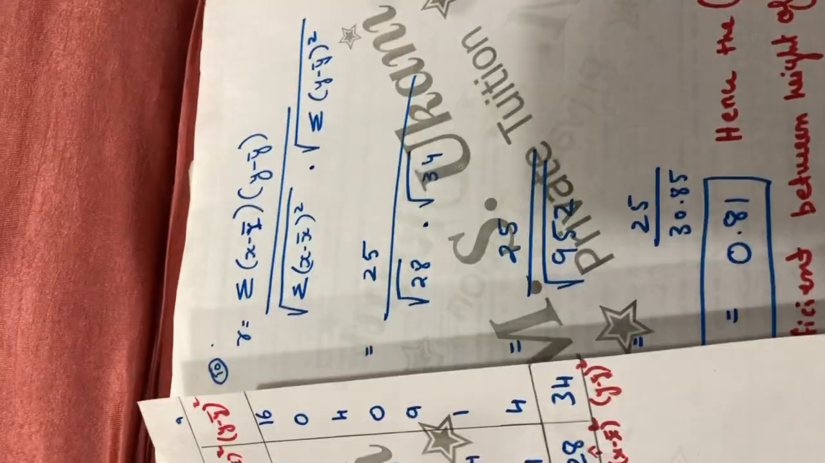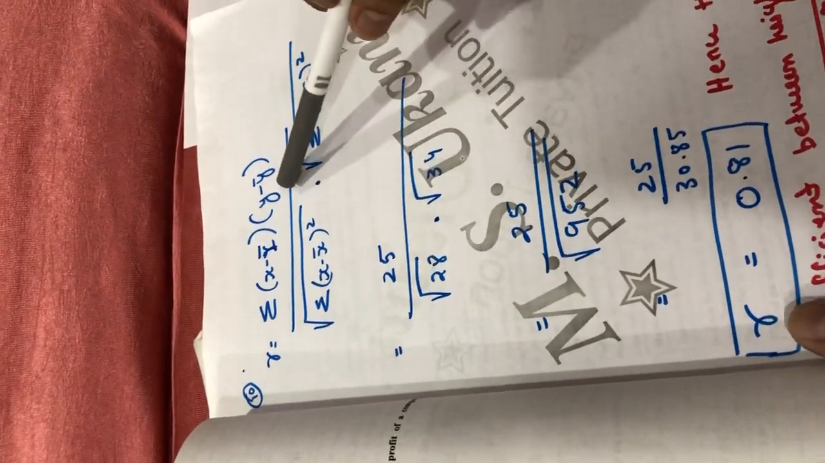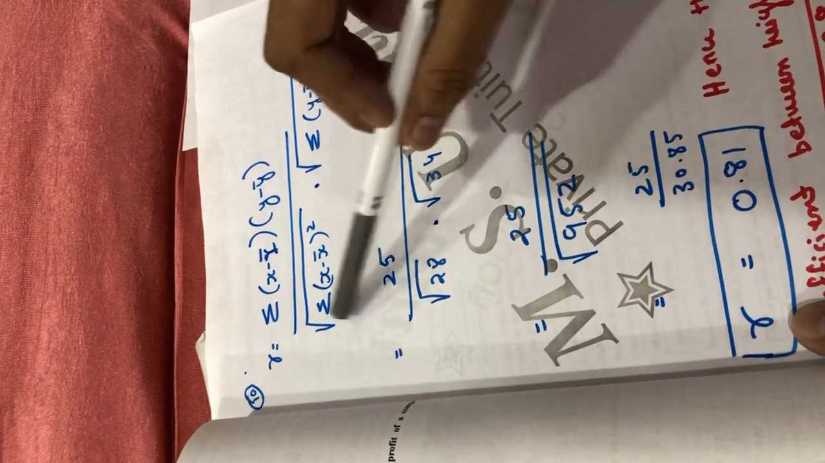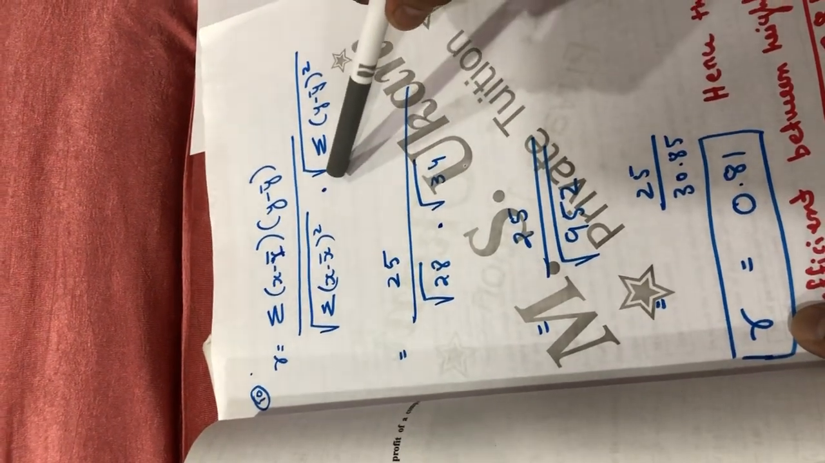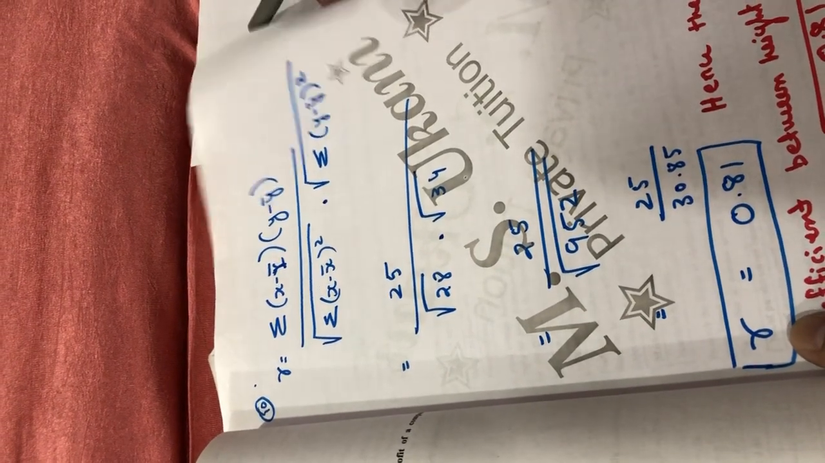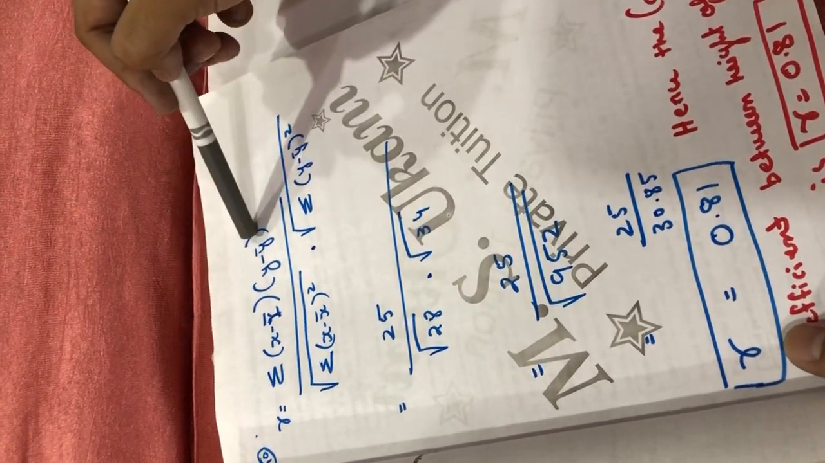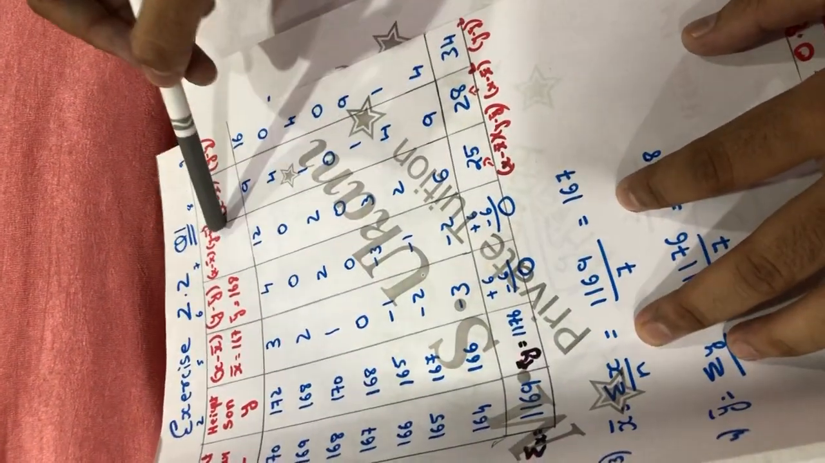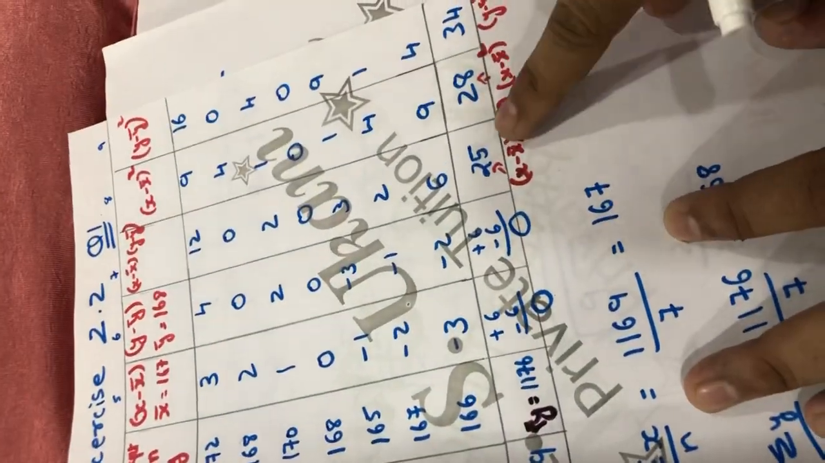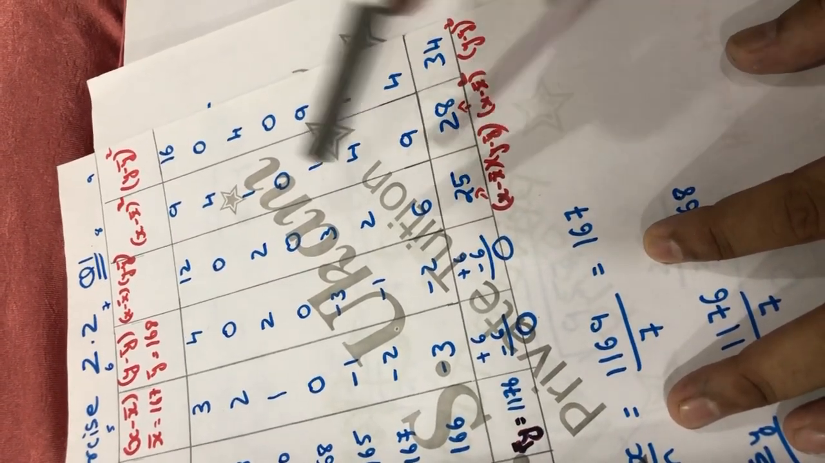So here I have written the formula: summation of x minus x bar multiplied by y minus y bar, upon under root of summation x minus x bar whole square multiplied by summation y minus y bar whole square. Okay, see the x minus x bar and y minus y bar, our answer is here. We had already multiplied both columns and our answer is 25. See here, I have written x minus x bar, y minus y bar. So here we will put 25.